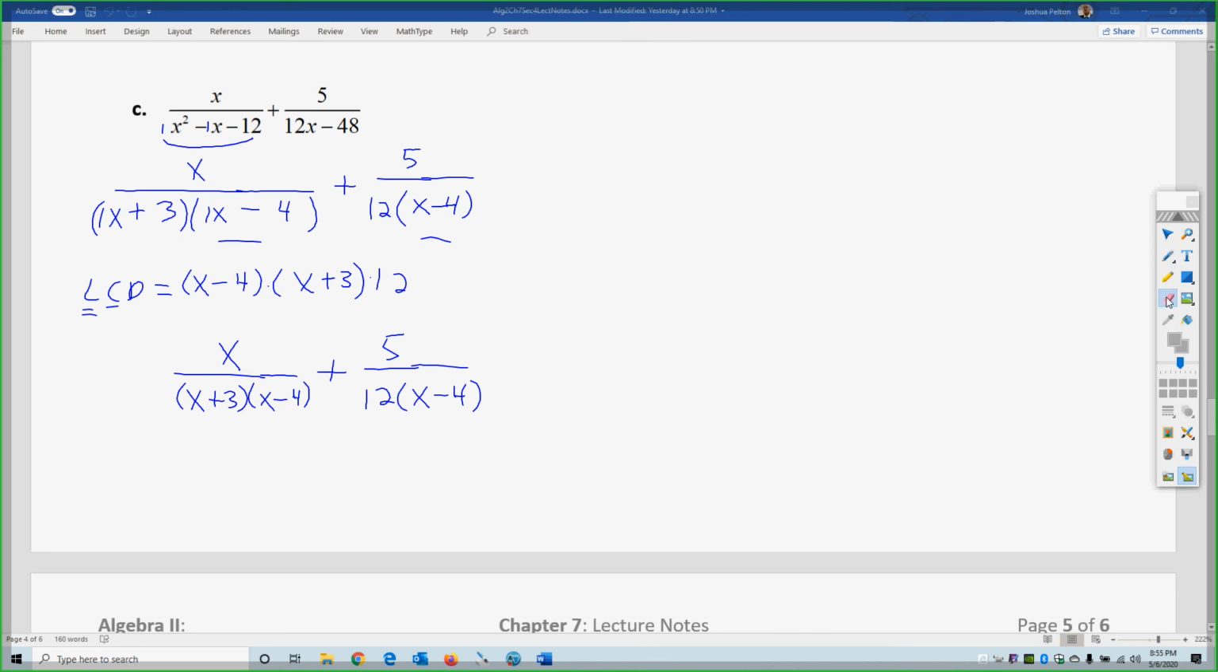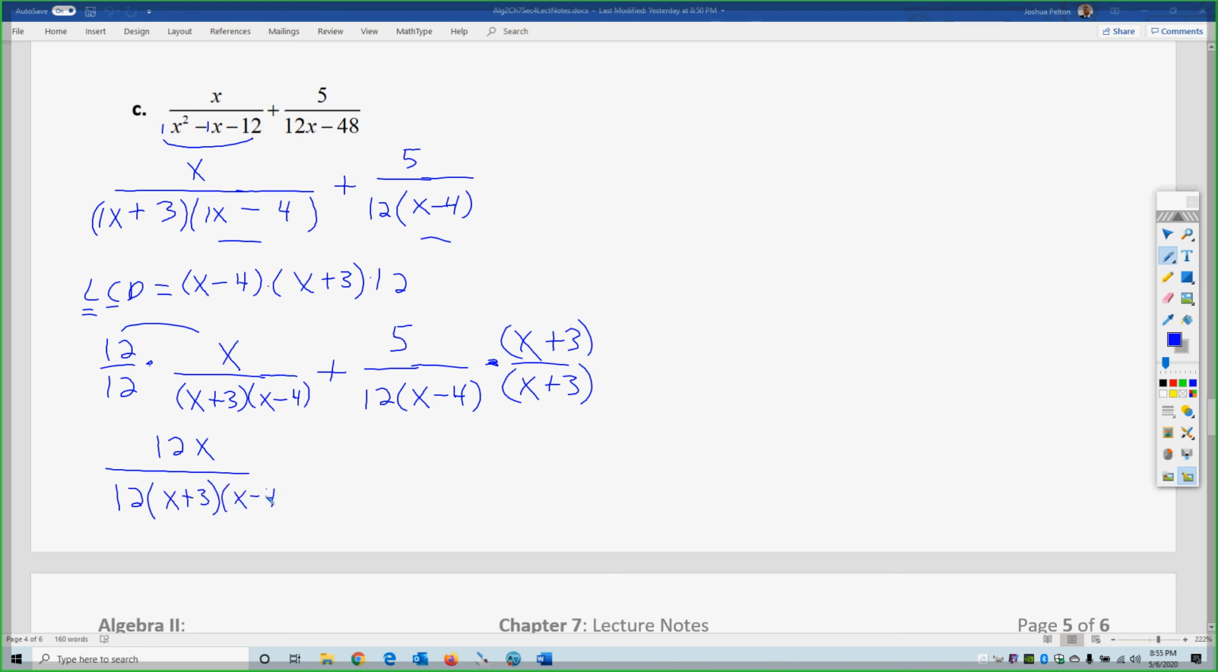I am not making good fives today, that's for sure. Okay, the left-hand term is only missing the 12. And the right-hand term is only missing the x plus 3. So we'll distribute. So we get 12x over the common denominator, which again we're going to keep in factored form till the end, plus 5x plus 15 over the 12.